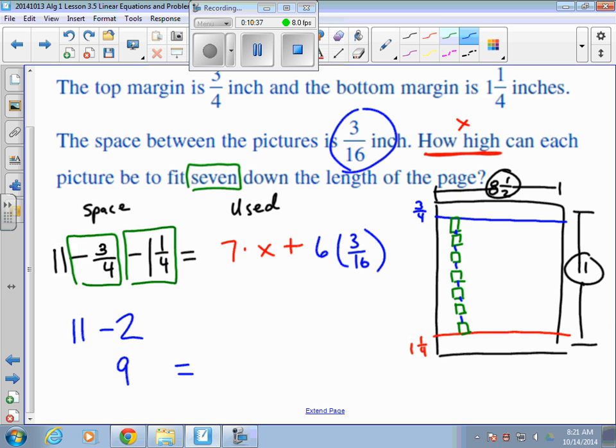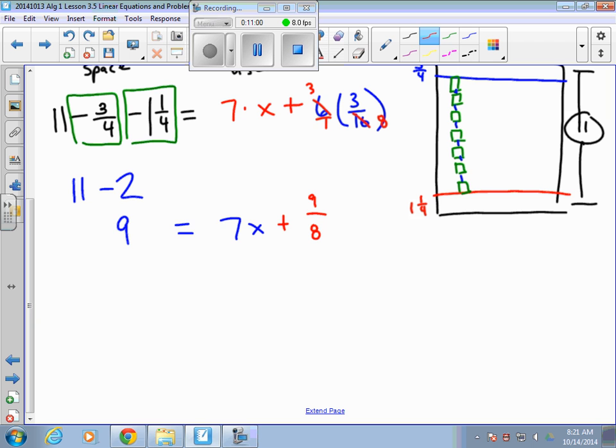7 times x, there's nothing we can do with that yet. Simplify 6 over 1 times 3/16. The number 2 goes into both of these. It goes into 6 3 times and into 16 8 times. So now we're just dealing with smaller numbers. 3 times 3 is 9 and 1 times 8 is 8. So now we have an equation, even though it has a fraction in it. We don't like fractions. We have an equation that's a whole lot more friendly for us to use.